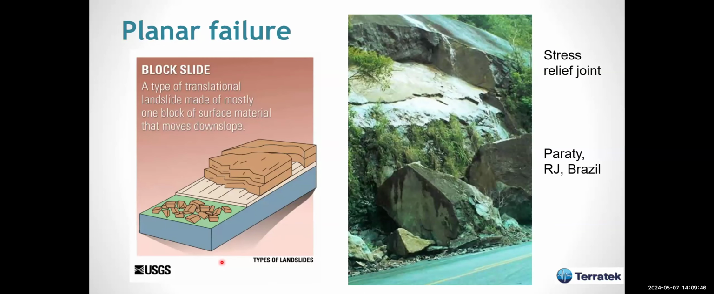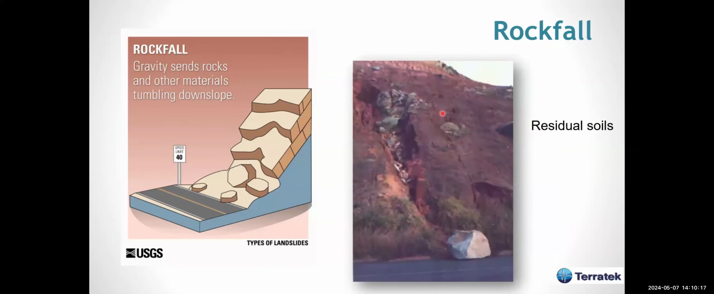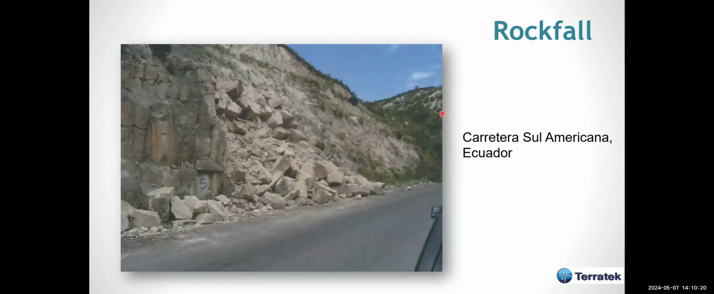And this is a case of planar failure, a very interesting animation from the USGS. And this is a case which I have been involved in stabilizing, this kind of failure that took place. Rock fall is when the velocity of the displacement sometimes is very quick, and we have a situation like that. This can take place in residual soil. I've seen this occurring too many times.